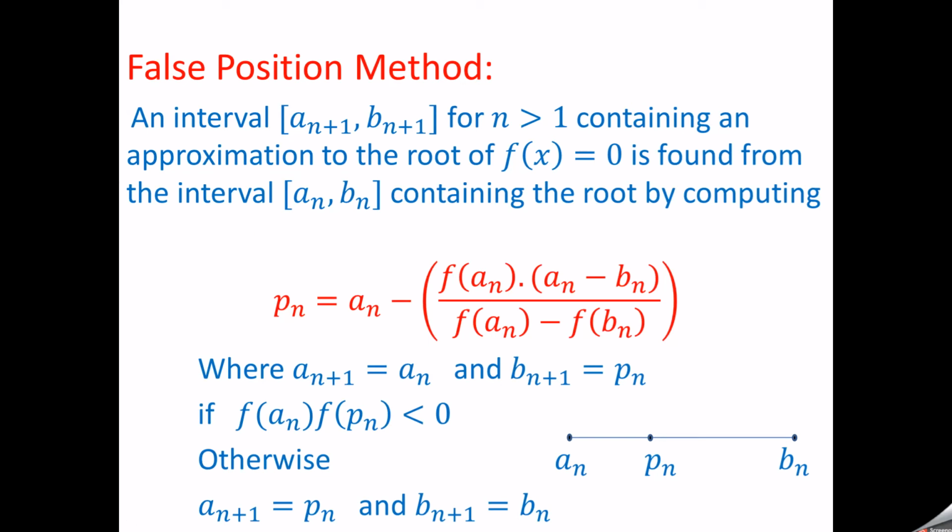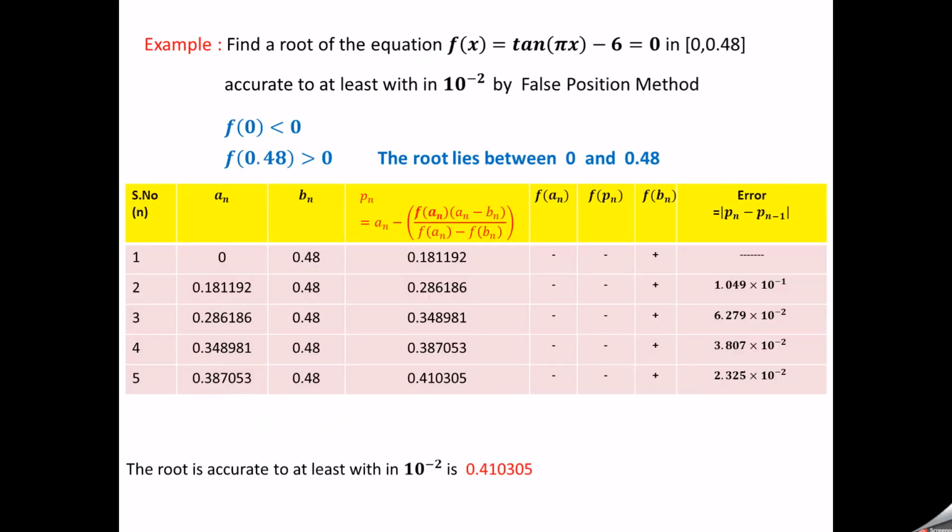So previously we did one example of the secant method where it diverges. Let us do the same problem by this false position method, because wherever the secant method diverges, we will follow the false position method to make sure the method converges. So if you take the same problem, find a root of the equation f(x) equal to tan(pi x) minus 6 equals 0 in the interval 0, 0.48, accurate to at least within 10 power minus 2 by false position method. So take f(0), the initial value 0, the function value is negative.